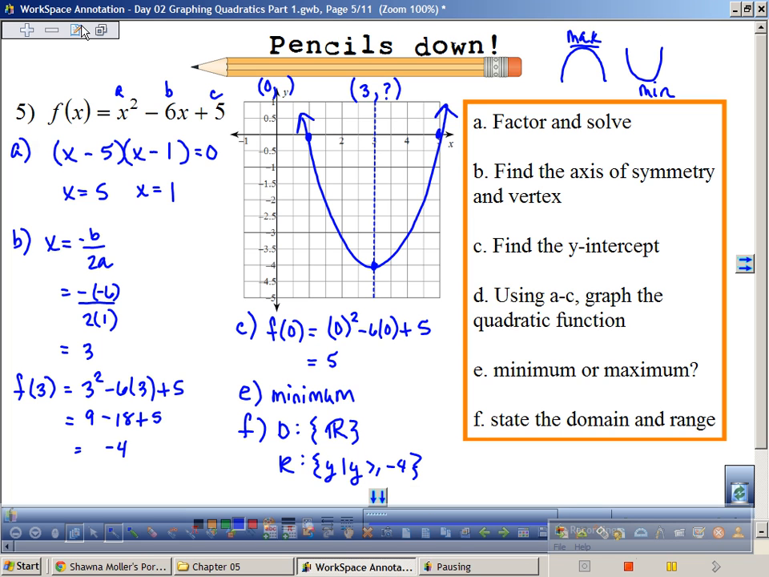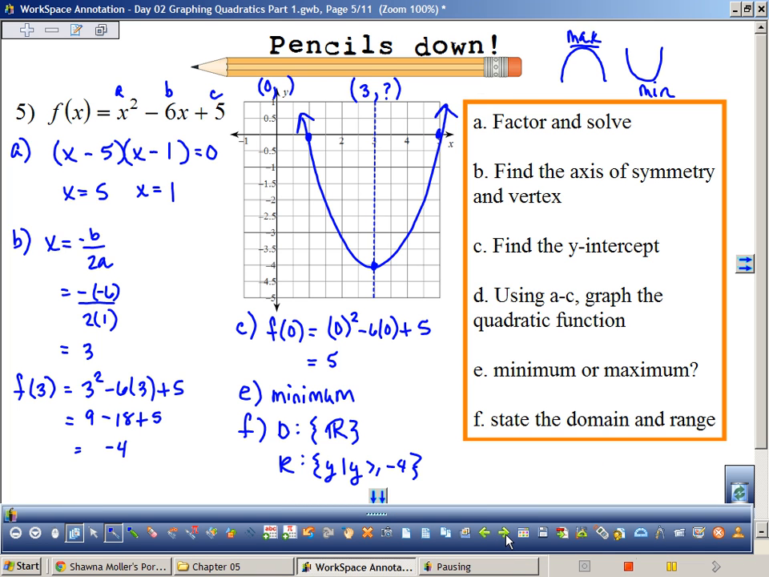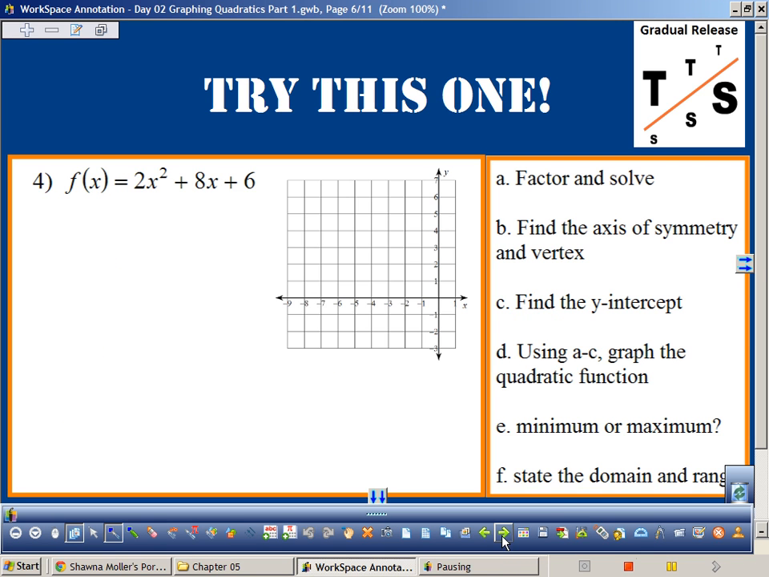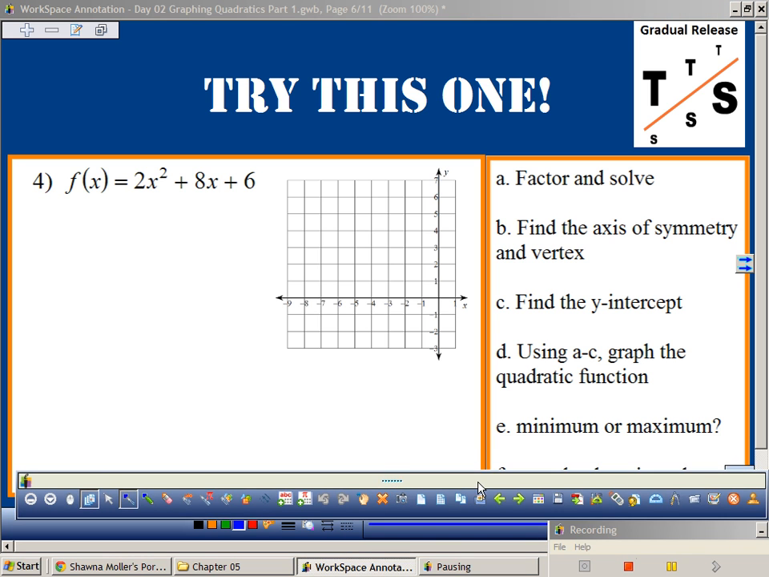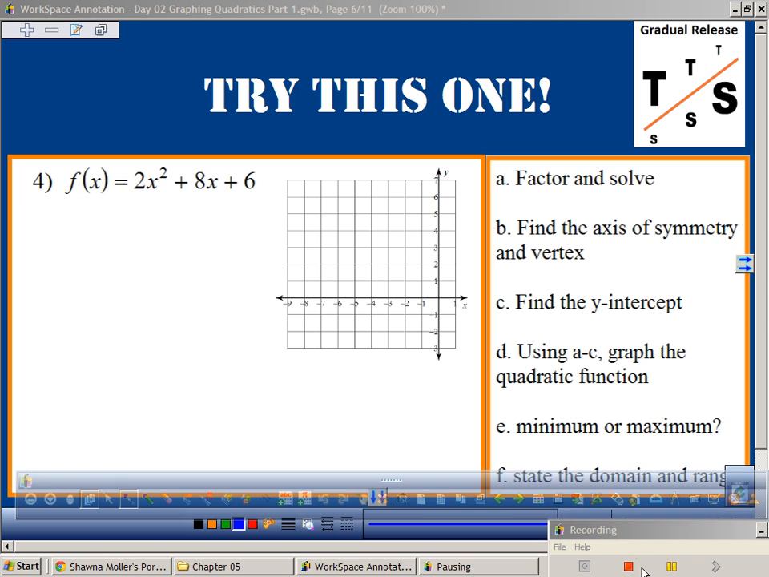Okay, any questions on this one? You guys ready to go? All right, let's do one more. Let's do number 4. So start number 4 on your own, and then we'll go piece by piece.